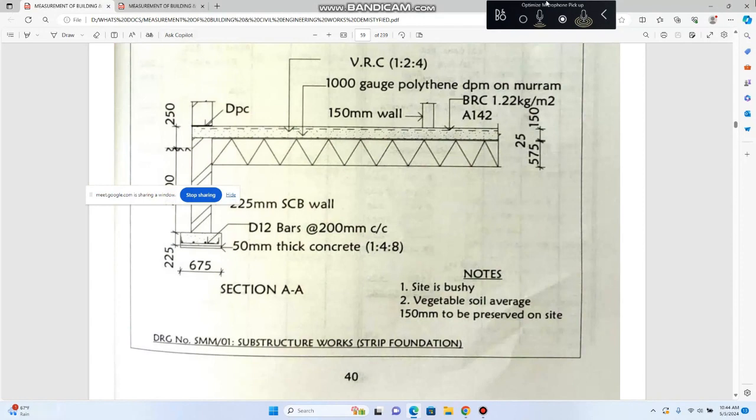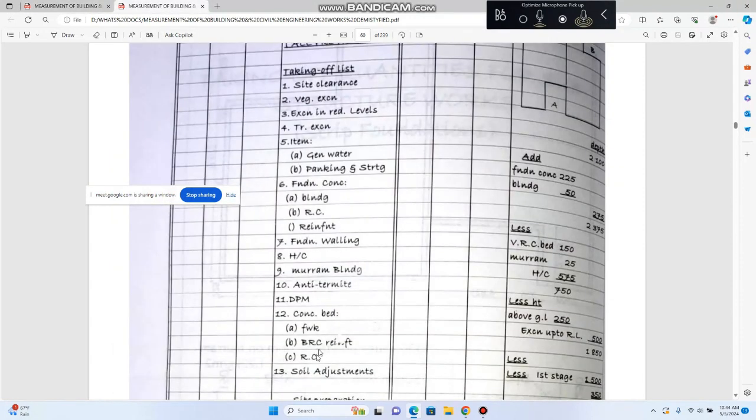Now we have the formwork, we have the concrete, the reinforced concrete, and inside the concrete we have the BRC mesh reinforcement. This one we will also measure, the area of the BRC reinforcements.